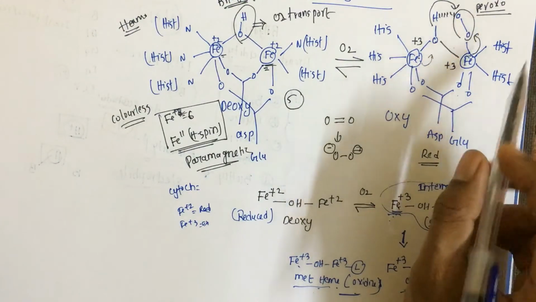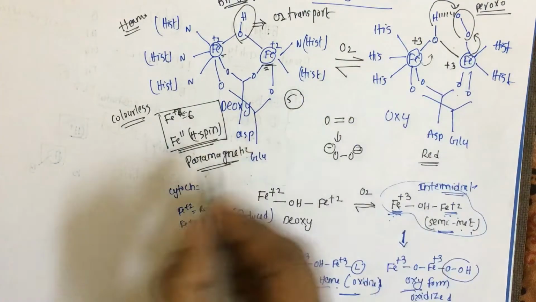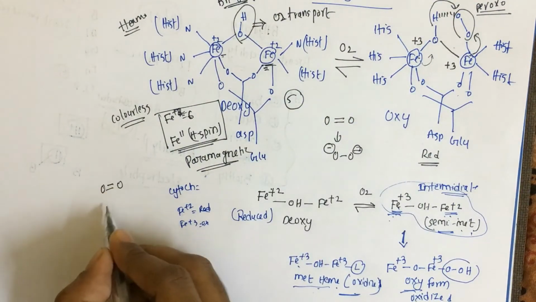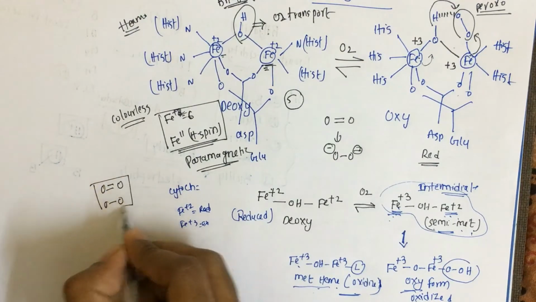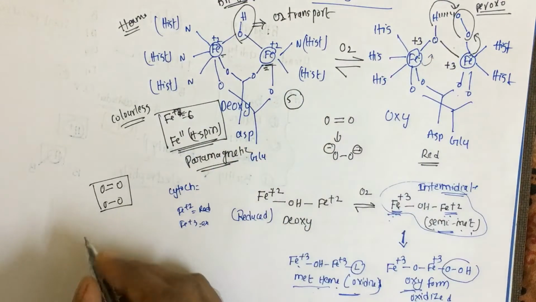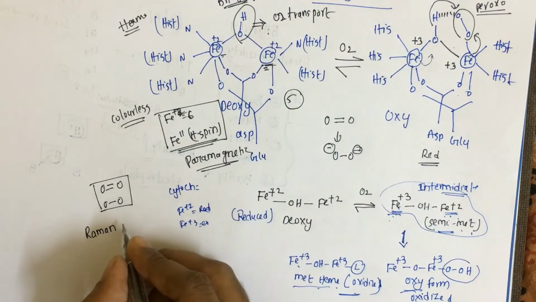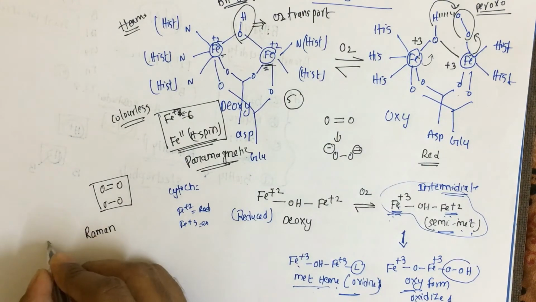And the best way to identify the oxygen binding, whether it's transferring in the form of dioxygen or monooxygen, if we want to identify in which way it's transferring, the best spectral technique which we use is Raman spectroscopy, resonance Raman spectroscopy.